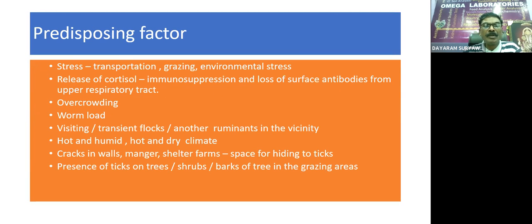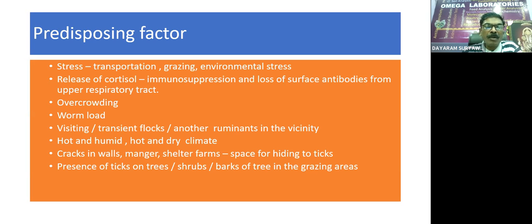These are the very common predisposing factors. One of the important factors is stress. Any type of stress, transportation stress, grazing stress, environmental stress, leads to the release of cortisol and immunosuppression occurs, and those piroplasms or schizonts which are present in the dormant stage may get aggravated, and the clinical signs of theileria can be noticed. Then overcrowding also leads to the release of cortisol. Then worm load also decreases the immunity of the individuals.